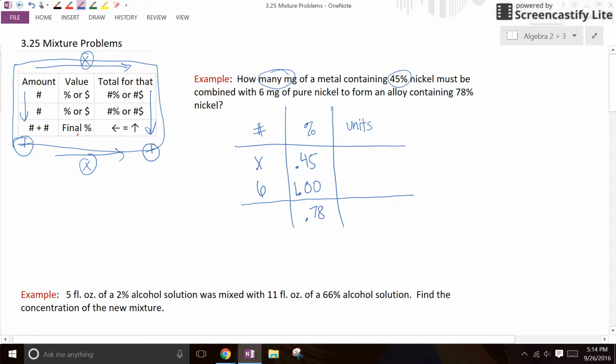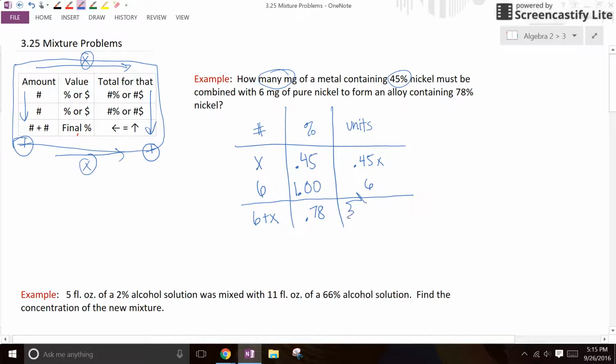That's why you can't add those straight down, because it doesn't make sense. There's more of one than the other, so you always have to know what that final percentage is going to be. Now, remember, we add straight down. So adding down here, I'm going to have 6 plus x milligrams of metal, because I already have 6, add some more, and whatever I have is going to be 6 plus x. Going across, remember you multiply. So this would be 0.45x, and 6 times 1 is just 6.